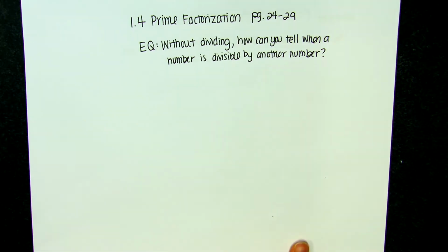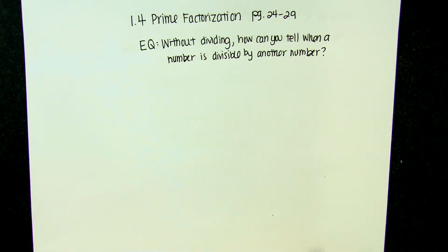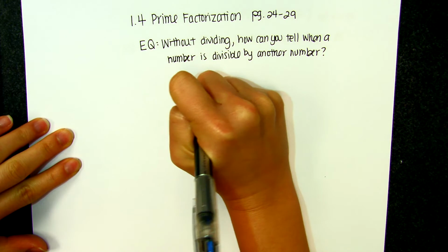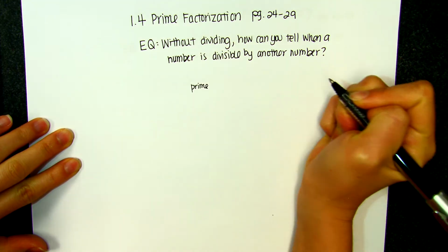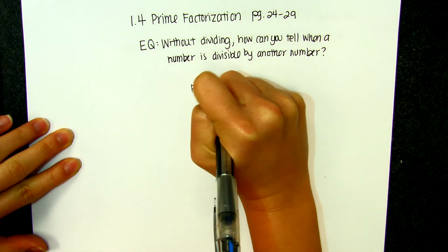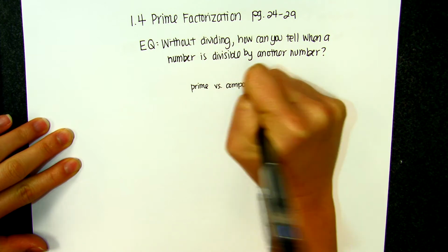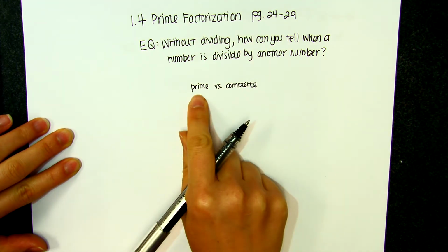Okay, prime factorization. Prime means prime number. It's a number that can be divided only by one and itself. The opposite of a prime number is a composite number. So you need to know what a prime number is, and you also need to know composite. Composite means the opposite of prime, so there are multiple numbers that can be divided into that number.